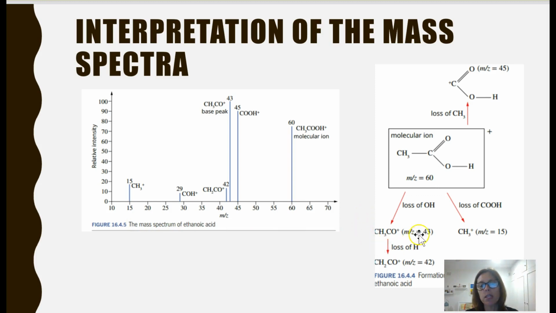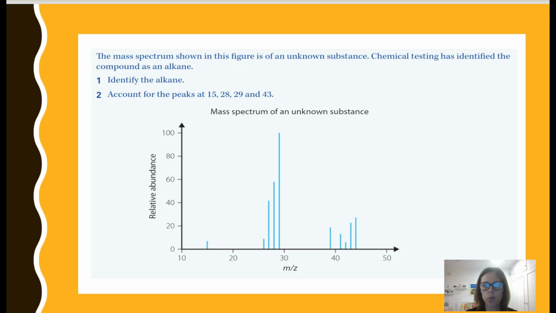Again, from this 43 peak, we have a very close peak only at 42, and that would correspond to a loss of an extra hydrogen. So we're constantly breaking it into fragments as we go. So let's have a look at an example here.